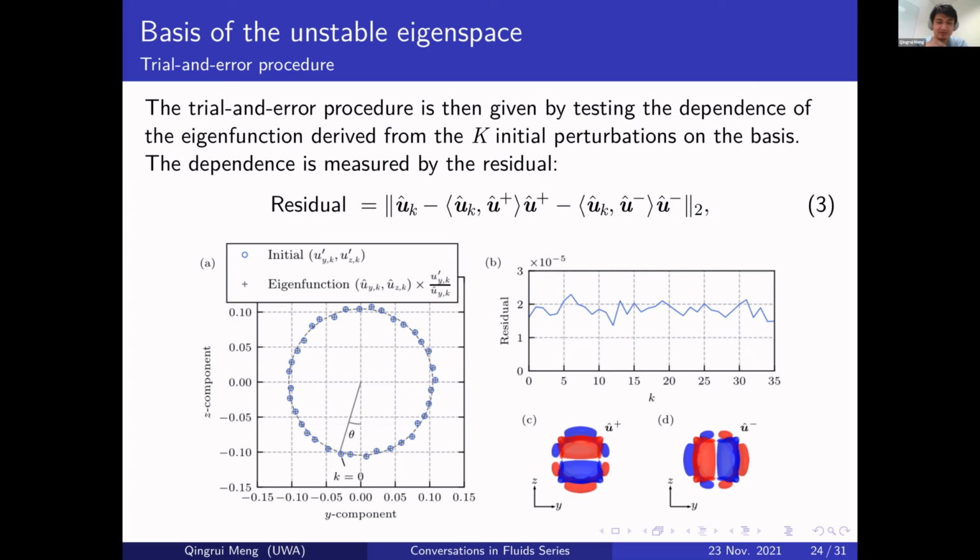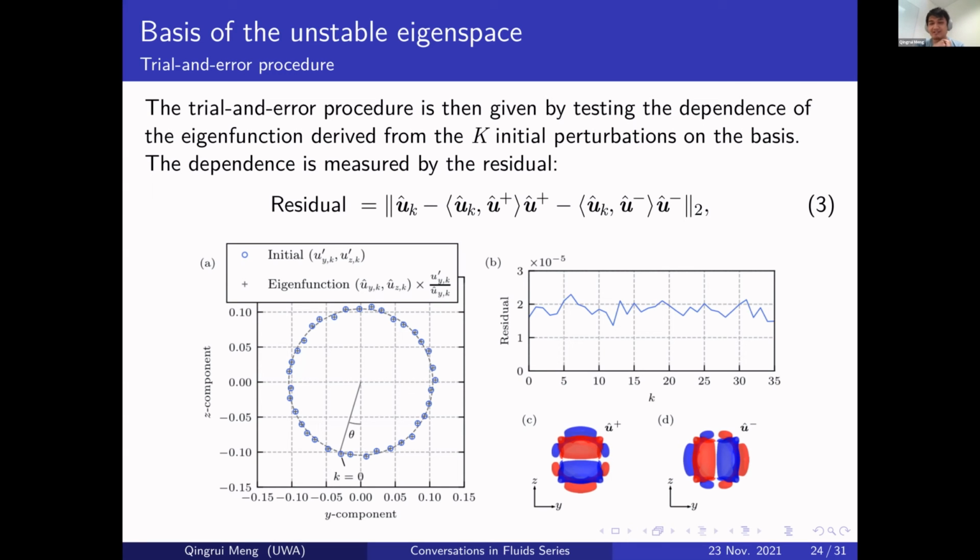We can see those plus signs and the open circles agree very well with each other. That means that our design of the initial perturbations can give a set of eigenfunctions different from each other, and then we can test the residual of those eigenfunctions with the basis.